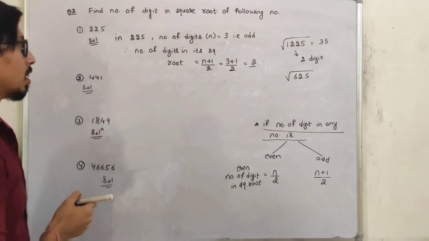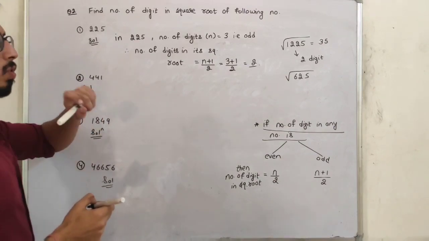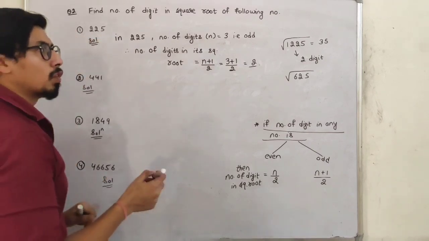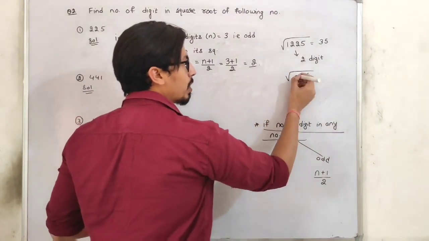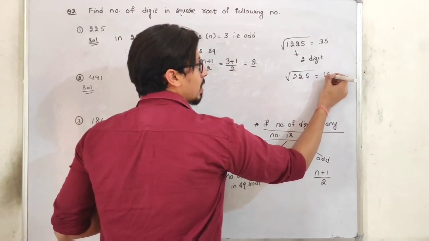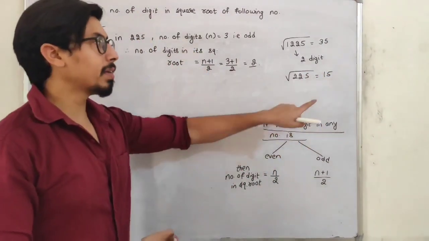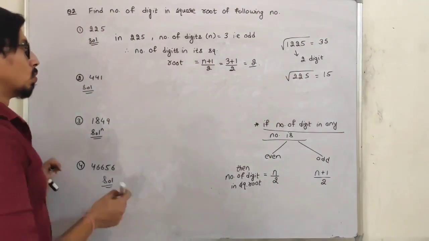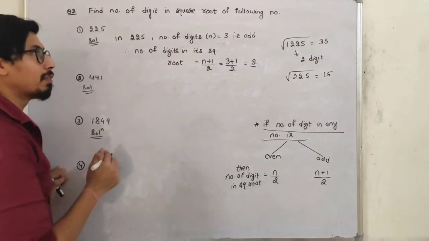Okay, students, you can also verify this. If we take the root of 225, it is 15. And this 15 has only 2 digits. And this is our answer. So in the next part we have 441.